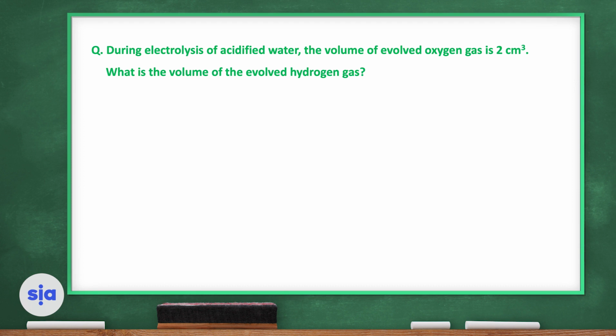Let's think about some questions and reflect on water electrolysis together. During electrolysis of acidified water, suppose the volume of evolved oxygen gas is 2 cubic centimeters. What is the volume of the evolved hydrogen gas? If we know that the ratio of the hydrogen to the oxygen is 2:1, then if the oxygen gas is 2 cubic centimeters, the hydrogen gas is the double. So 2 times 2 equals 4 cubic centimeters.